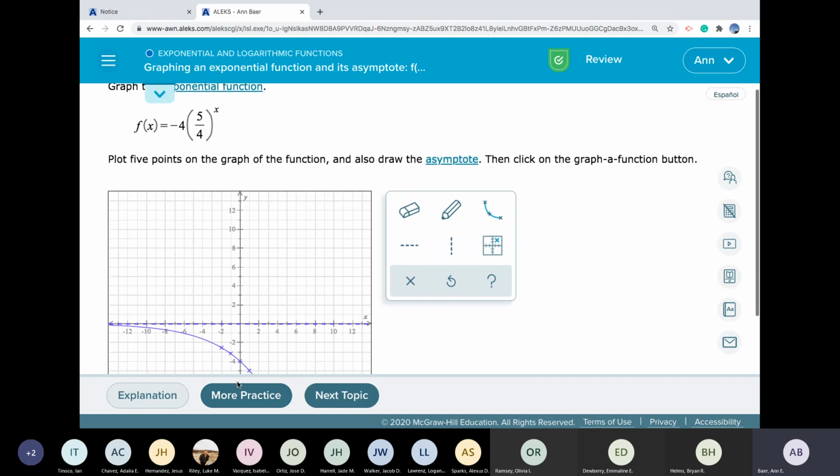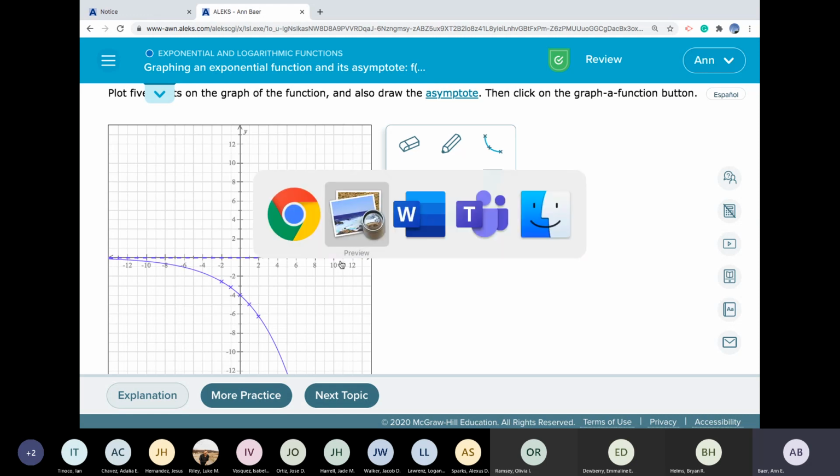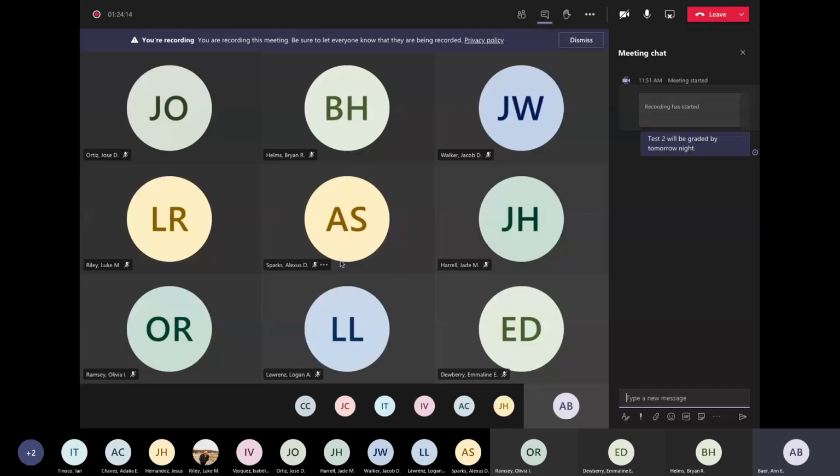So that is correct. I can't promise you that every one of these horizontal asymptotes is going to be on the x-axis, because I can't see all the ALEKS problems. Any questions on this, on the graphing? Any questions at all on the graphing?